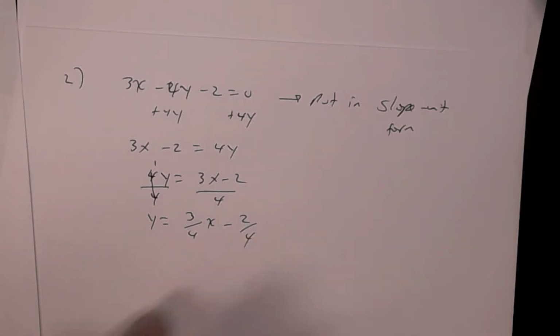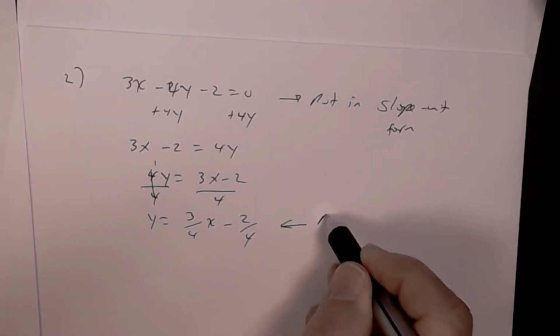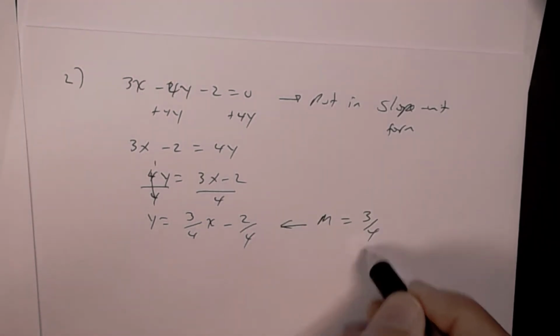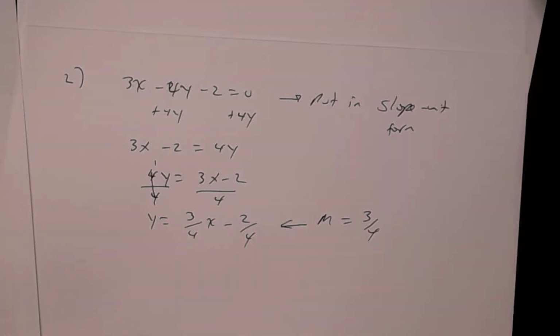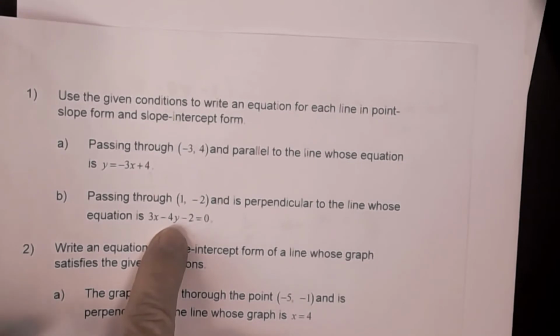I don't care about this y-intercept. I just need to know the slope of that line. So the slope of this line, the slope is 3/4, right? Okay. Now, let's go back to our problem. Okay. So I now know the slope of this line.